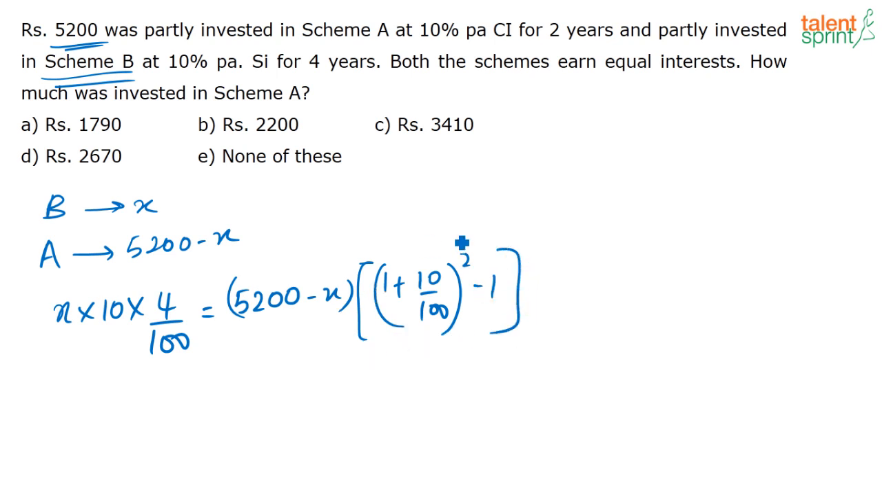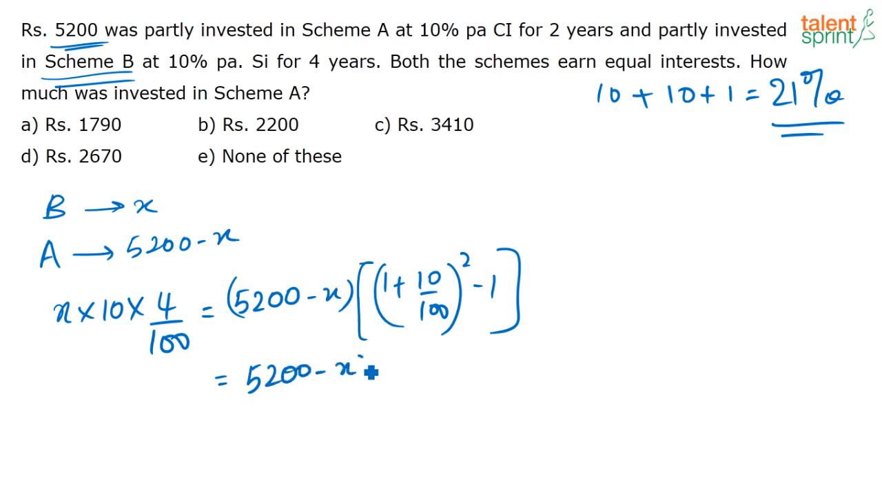Now to calculate this, as we always say, better not to go by this formula. It is easier to take the effective percentage here in this step. So what will be the interest that he gets through compound interest? 10 plus 10 plus 10 into 10 by 100, that is equal to 1, or net is 21%. So the interest that he gets through compound interest, you can rewrite it as (5,200 minus X) into 21%.